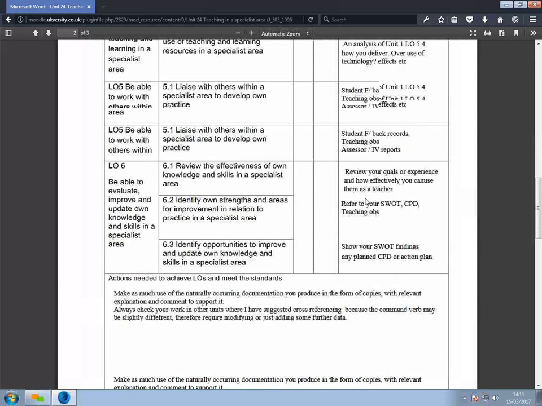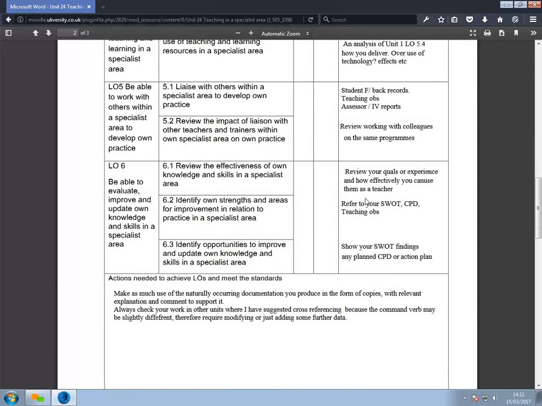6.1. Review the effectiveness of your own knowledge and skills in a specialist area. They may be very good already, in which case you should say so. It's a review, so you say what your qualifications or experiences are, how effectively you can use those. If you need to look at improvement, in which case identify your own strengths and weaknesses and areas for improvement in relation to practice in the specialist area.